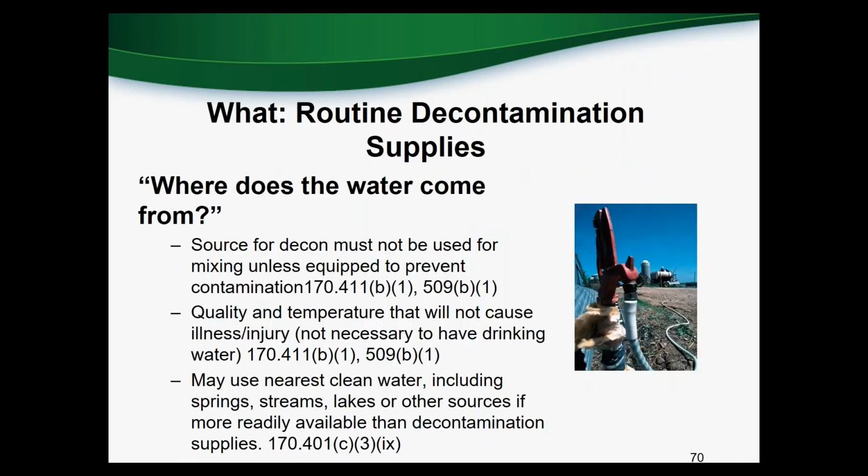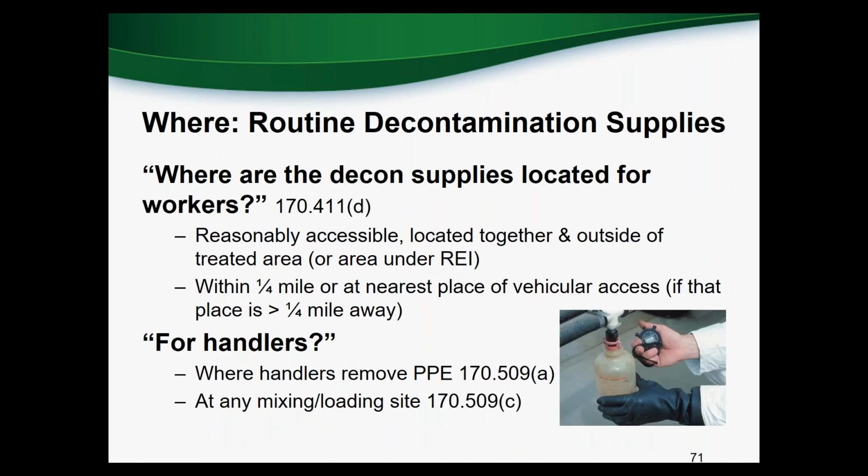Continuing talking about the water, where does the water come from is a good question to ask, because it can't be the same water source that's used for mixing unless there's equipment that prevents contamination. The water has to be a good enough quality and temperature so it doesn't harm the person. It doesn't need to meet drinking water standards, but it has to be a reasonable temperature and quality. In an emergency, it's okay to use natural waters if it's easier to reach those than the decontamination water. Next slide.